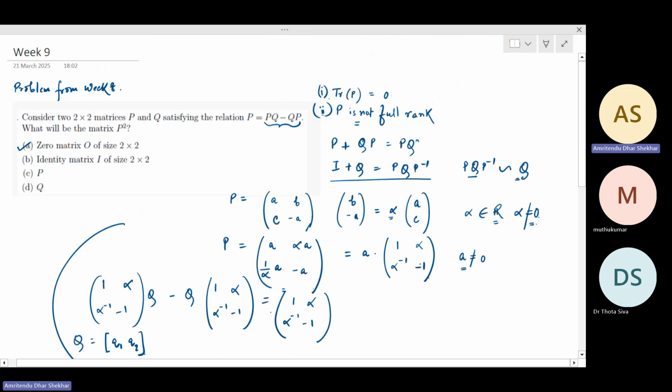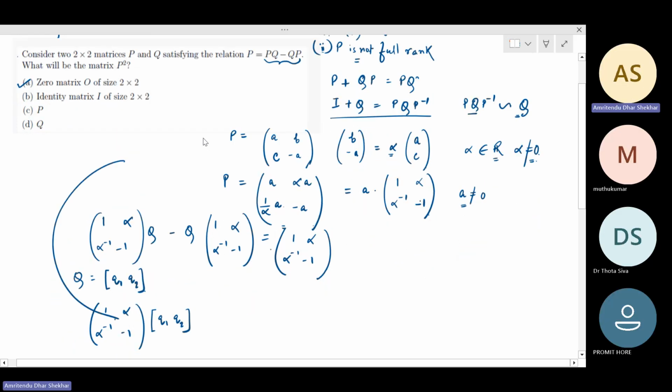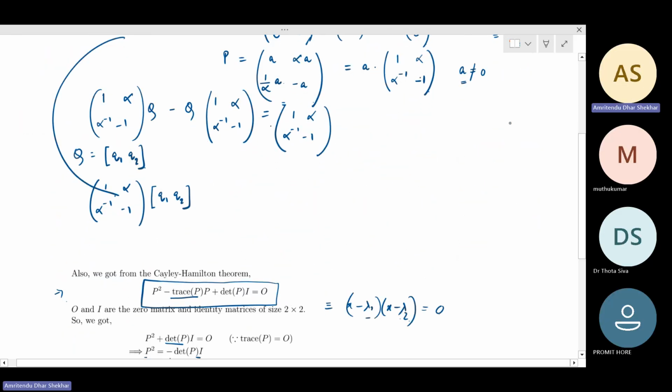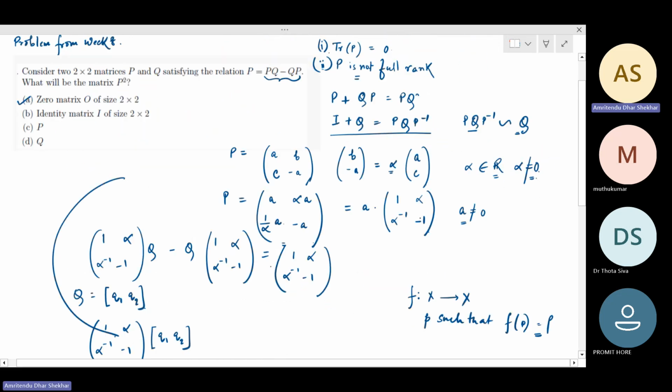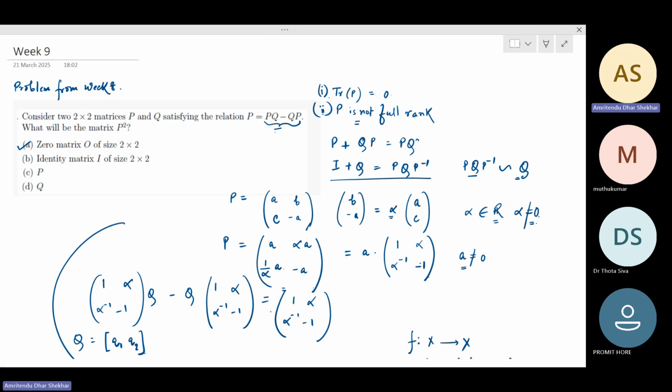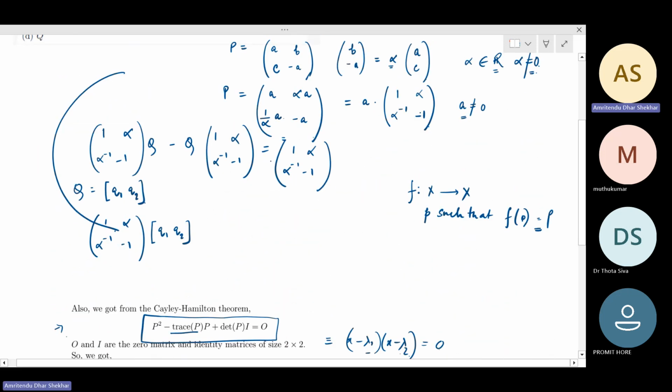So I was trying to solve this problem for n cross n, and the way I was looking at this was like a fixed point theorem problem. A fixed point theorem is basically this, where you have a map f from some space x to x only. A fixed point is a point p such that f of p is equal to p. Now one way to look at this is a fixed point of a matrix map. So the matrix map is basically this.